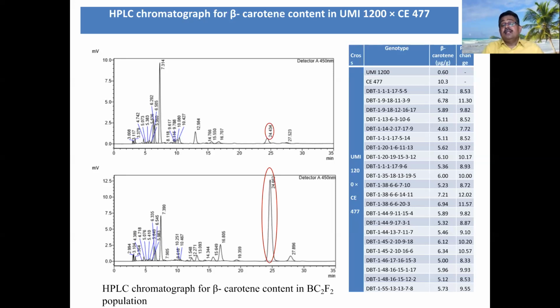This line you want to check. You already know the trait is transferred, by using the marker. Now you have to actually check whether these lines have high beta carotene. The original beta carotene I told you is around 1 ppm in the parents, and 1200 is less than 1 ppm. But in the donor we have more than 10 ppm. So now in the F2 progenies, you have many progenies with around 10 or 11 ppm of beta carotene, a large percentage increase. In this case, the progenies listed here have around 6 to 7 ppm of beta carotene, and some lines we got around 10 ppm.